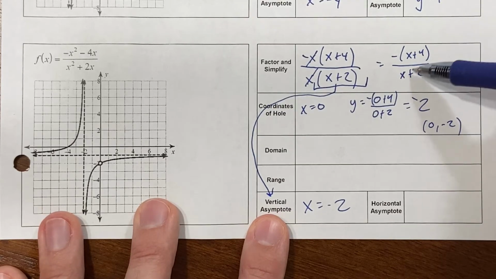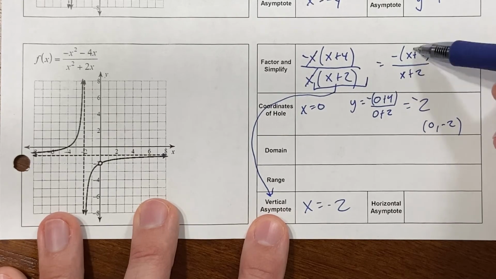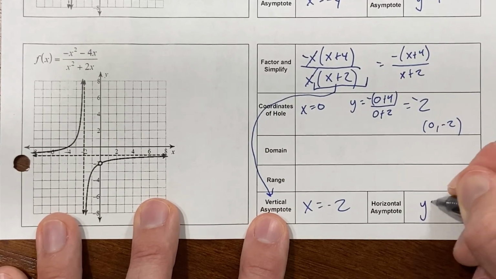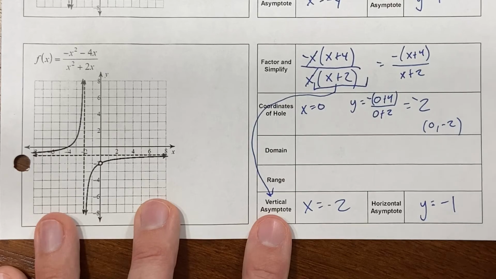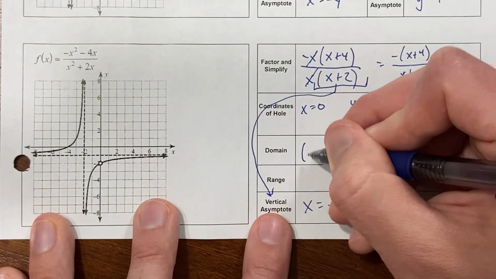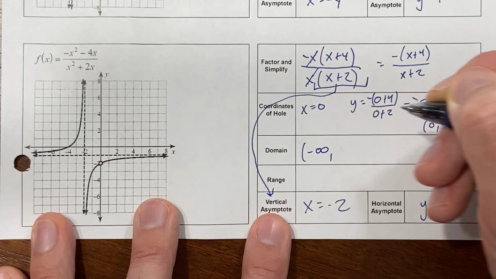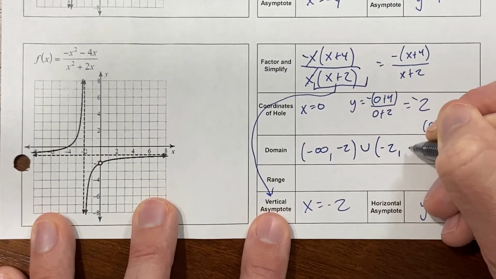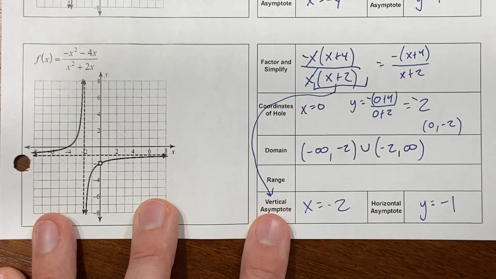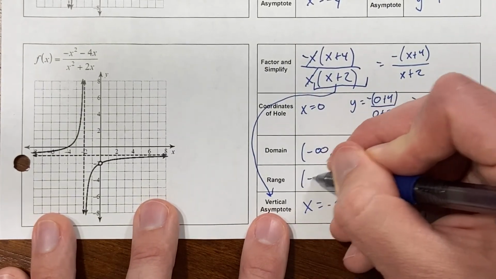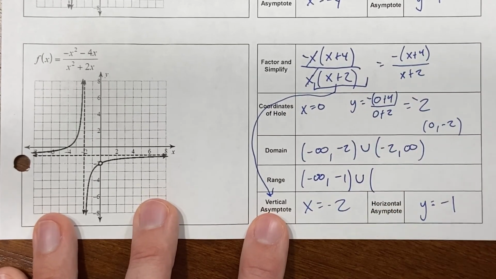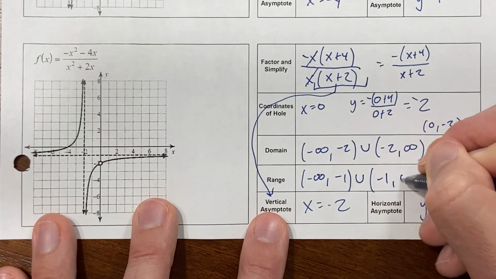Horizontal asymptote. Since these have the same degree, I'm going to take the coefficients. That would be -1 over 1. So that would be y equals -1. That means that the domain is going to be how far left? Negative infinity all the way to -2. Union, -2 to positive infinity. And then the range, how far down does it go? Negative infinity all the way up to -1. And then from -1 to positive infinity.